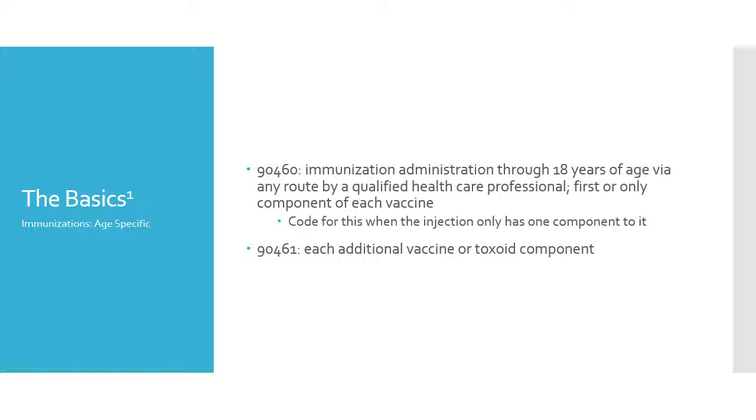Report a 90460 for the first or only component in a single vaccine. You can chart 90460 multiple times per encounter. 90461 is an add-on only to 90460 if there are more than one component to the vaccine. You can only use these codes if the patient is 18 or younger and when counseling about the vaccine has been given.